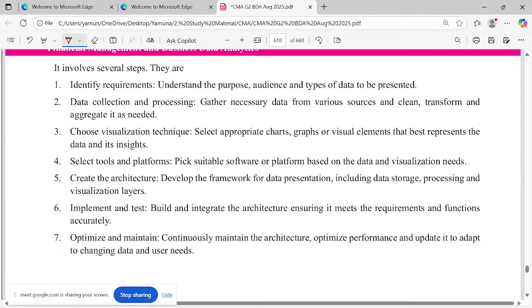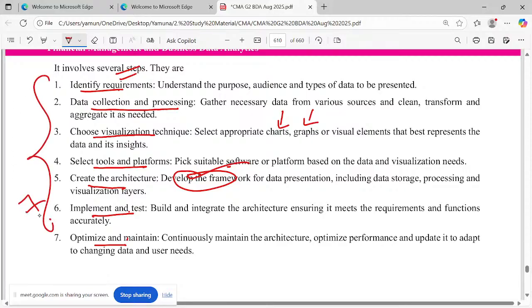Okay. So the steps involved here: you identify the requirements. Okay, I'm not going word by word, you can please join here. Then you collect the data and process the data. Then you choose what type of visualization technique you're going to apply, whether it's charts or graphs or whatever it is. Then you select the tools and platforms. Then you create the architecture, which means you're developing the framework over here. Then you implement and test it, and you optimize it and maintain it. So these are the 7 steps involved in DPA. Okay.